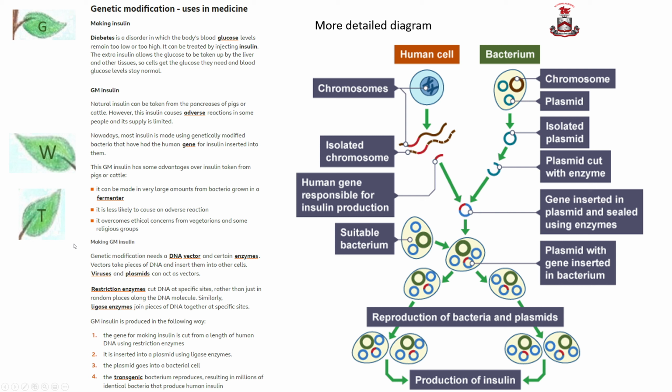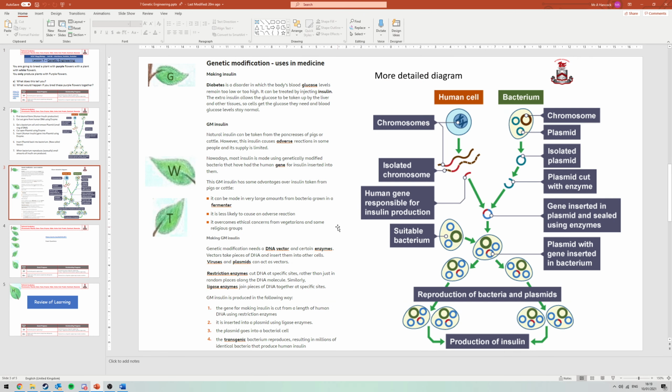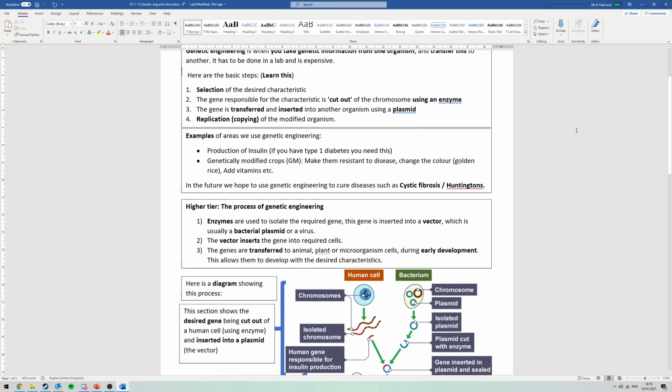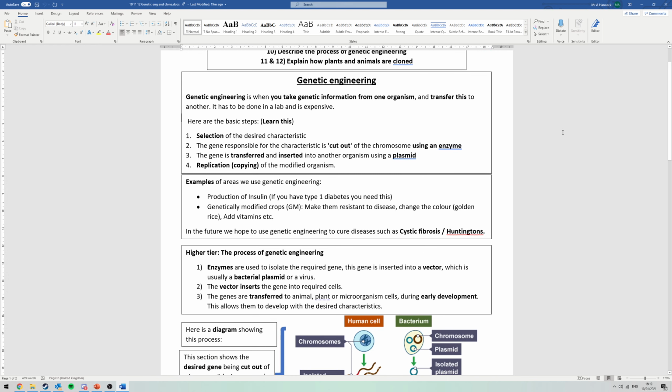Now, there is a word here called vector, which you need to know. A vector is just something that transmits something else, okay? So when we talk about diseases, a vector is something that carries that disease. And in genetic modification, a DNA vector is something that carries the DNA. Now, I'm going to get rid of this. Okay. Minimize that.